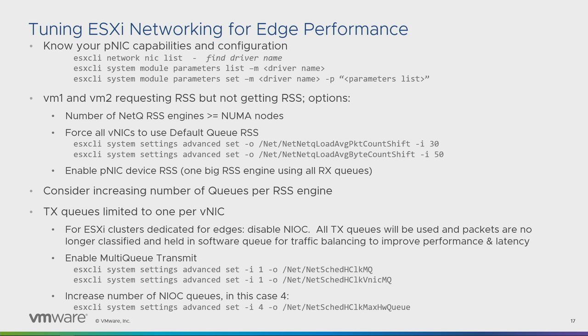So by doing this, because you don't have enough RSS engines, you can force all your VMs to stay on the default queue and enable RSS for the default queue. Or increase the number of queues in the RSS. By default, Mellanox will have 4, so you can change it up to 16. Okay.